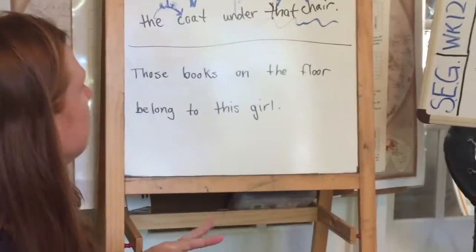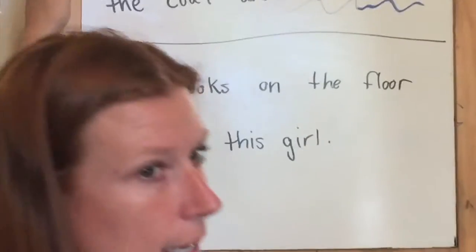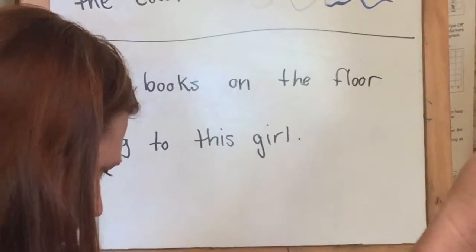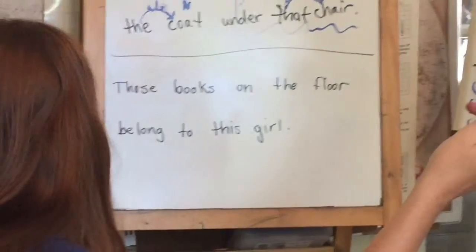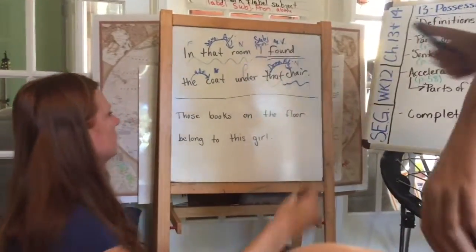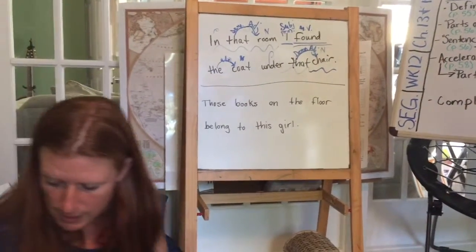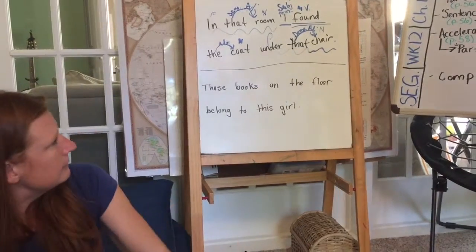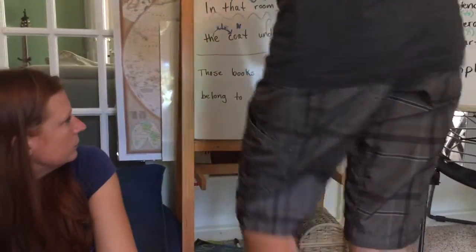All right, good. So that's what number 1 should look like. Jack, can you come do number 2, please? Yes, ma'am. Step 1 is read the whole sentence. Those books on the floor belong to this girl. Number 2 is check for twos.